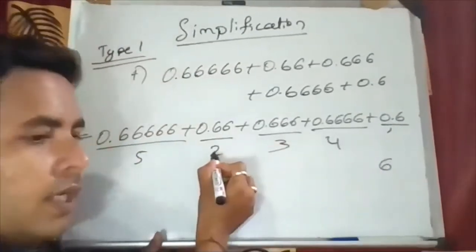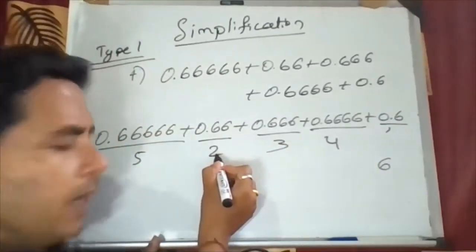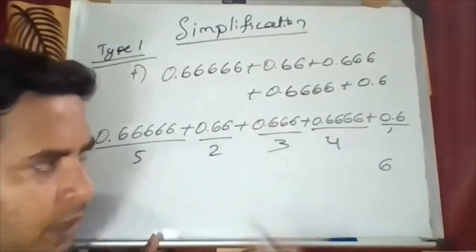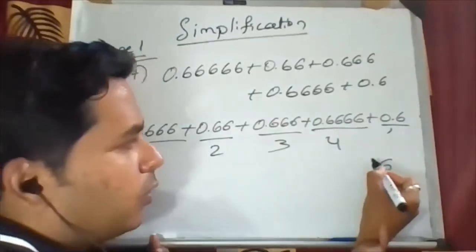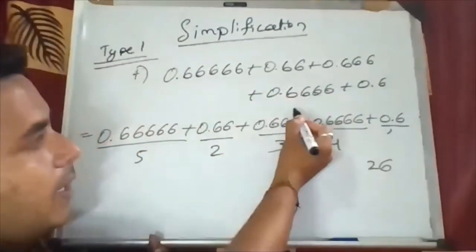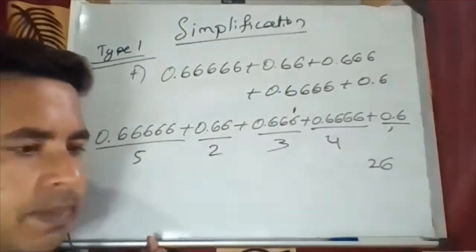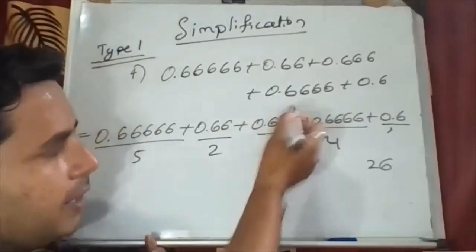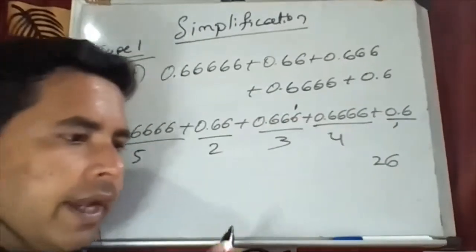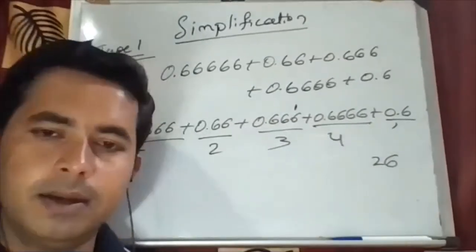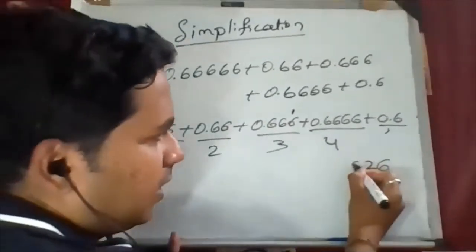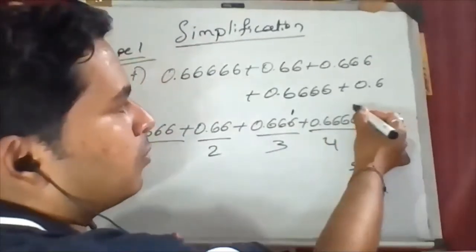Then come to the second. Okay, then 2 into 6 is 12. So 12 means 2 comes here, and the carry will go to the third place. Okay, then 3 into 6 will be 18. 18 plus 1 will be 19. 19 means 9 here, and the carry goes to the fourth place.